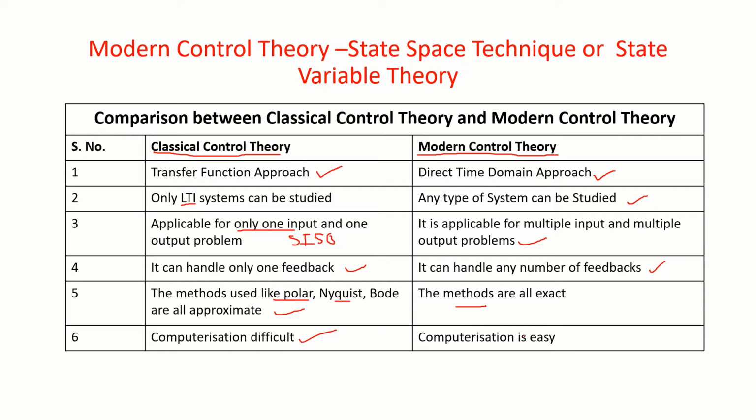Computerization is difficult in classical theory, while it is easy here. Even for this, software is available anyway. This may not be exactly correct, but these are all the points that make the difference.